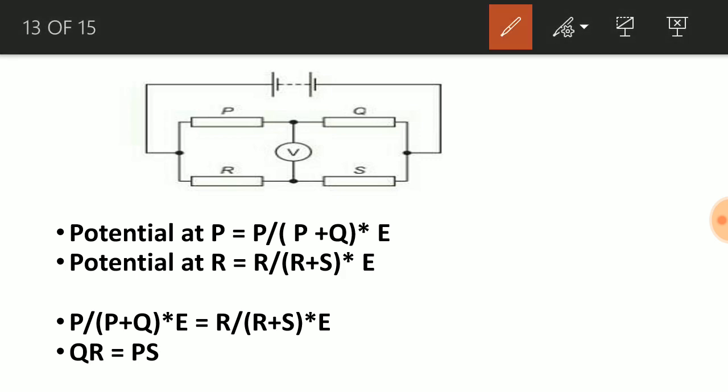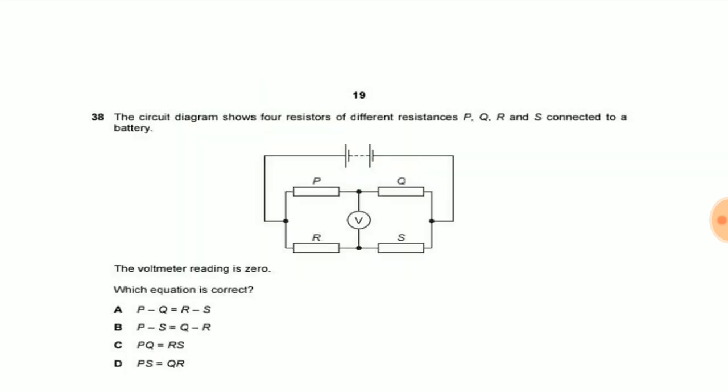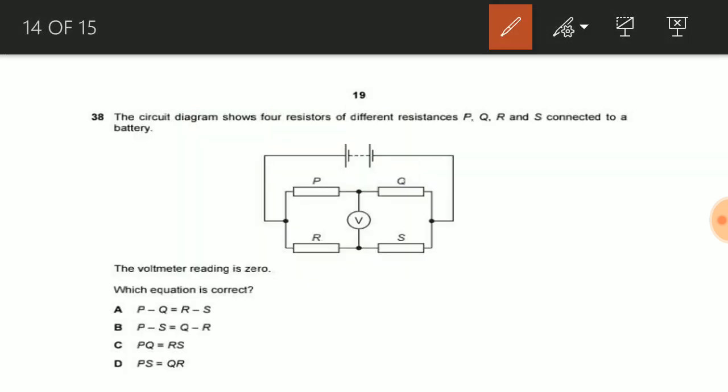If we use the potential divider formula, the potential at P will be resistance P divided by P plus Q into E, where E is the EMF. Now if we calculate the potential at R, the potential at R will be the resistance R divided by total resistance of this line R plus S into EMF E. Now the voltmeter reading will be 0 if these two values of potential at P and potential at R are equal. On solving this, we will get QR is equal to PS, or PS is equal to QR. That is in our option choice D. Because of that our option choice D is the correct answer for question number 38.